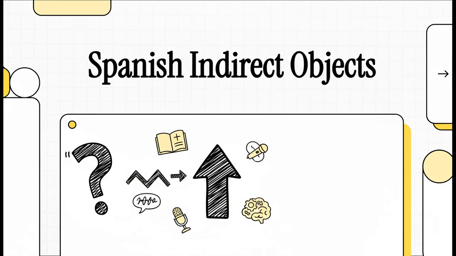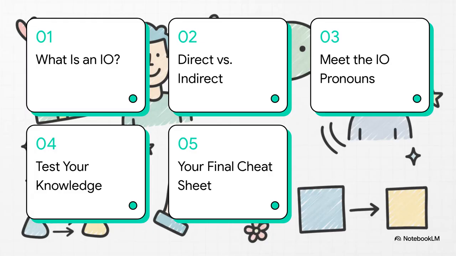All right, let's jump into something that trips up a ton of Spanish learners, the indirect object. I know, it sounds a little intimidating, right? But trust me, we're going to break it all down in this explainer. By the time we're done, you'll be using it like it's second nature. So here's what we're going to cover.